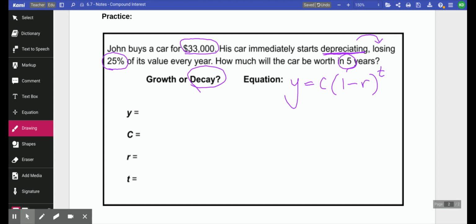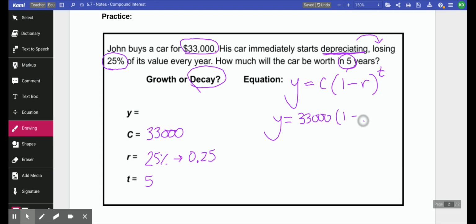So now let's fill in. I circled all my important words, but we have to just fill them in to where they go. Our starting value here is $33,000. Our rate is 25%. So think about how you would write 25 cents, 0.25. And then we're talking about 5 years. So think about if you bought a new car for $33,000, how much is it going to be worth 5 years later? Let's find out. Let's think, if you have a guess right now, what would it be? Do you have a number? Think about it.